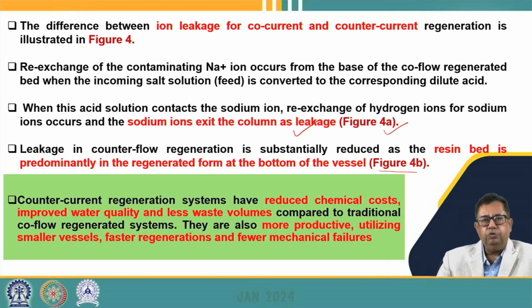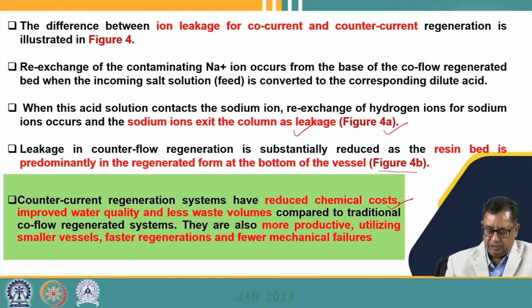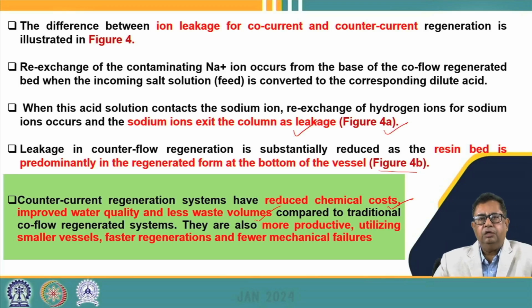So now when we use the counter current systems, we can reduce the chemical costs, right? We can improve the water quality, and we can have less waste volumes in comparison to the co-current system. So this means that the counter current system is more productive. It utilizes smaller vessels, and it may have faster regenerations.